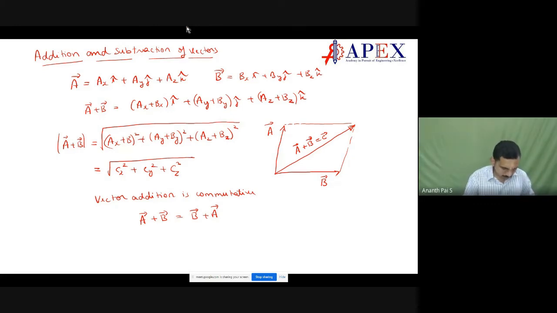So one more point. Another point here is, let us see the parallelogram law. Very, very important. Let us see how it works.